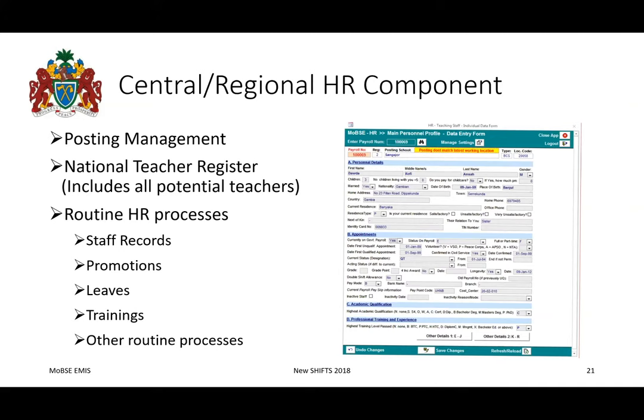So these are some of the incentives we have for every stakeholder. That way, the regional office will buy into the EMIS, the school will buy into it, and then by us at the head office, we would holistically address every stakeholder's needs going forward.